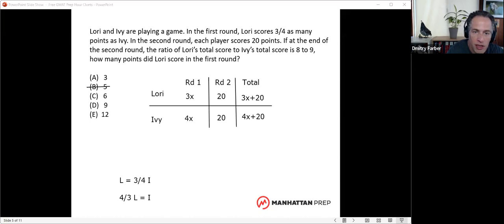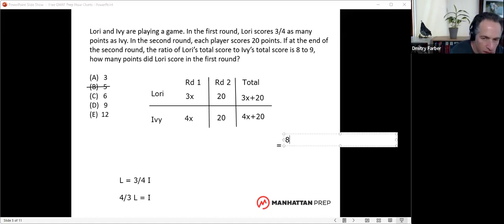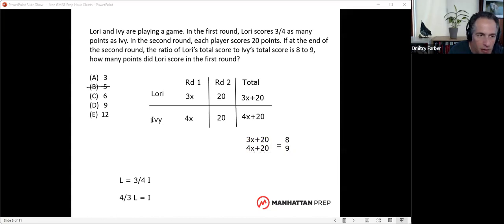So now I can just say, okay, the ratio of their total scores is 8 to 9. Well, the ratio is just a proportion that we can set up. So this I do outside the chart. I'd say something is in the proportion of 8 to 9. What is it? Oh, it's the ratio of their 2 scores. Okay, so now it's just a little bit of cross multiplying. Right? Should have something like this.